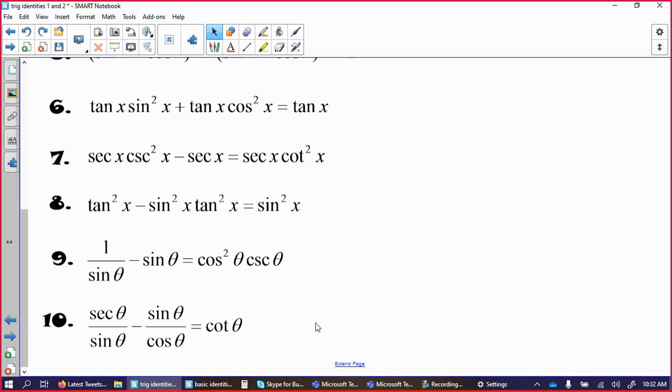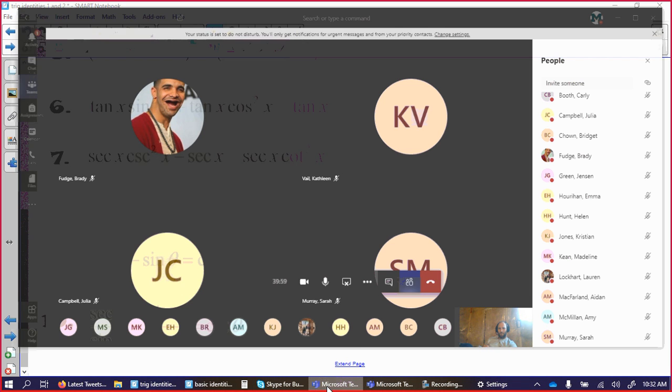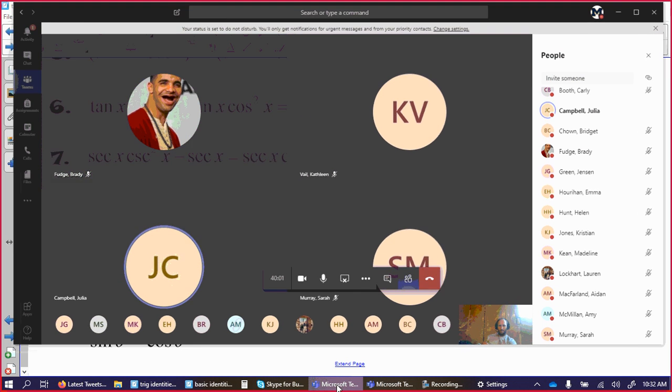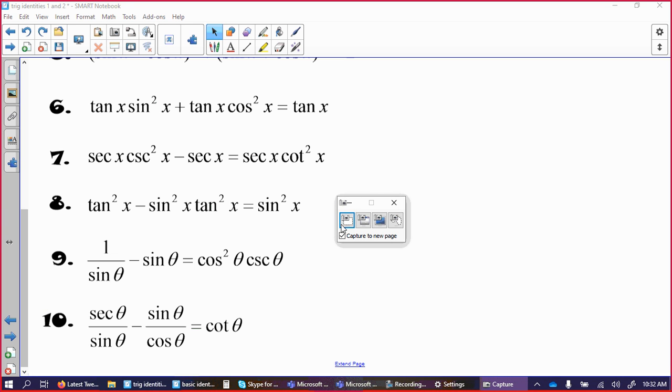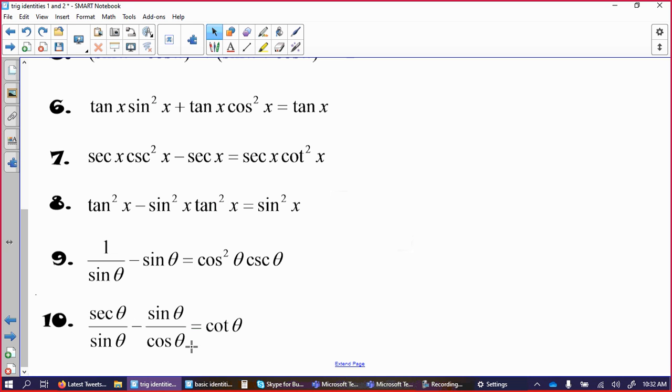So does anyone have a preference for any one of these? I'll do one more and then call it a day. If you don't, do number 10. Why number 10? Because it looks the hardest? I don't know. It looked the most similar to our questions that we got, so I just went with it.